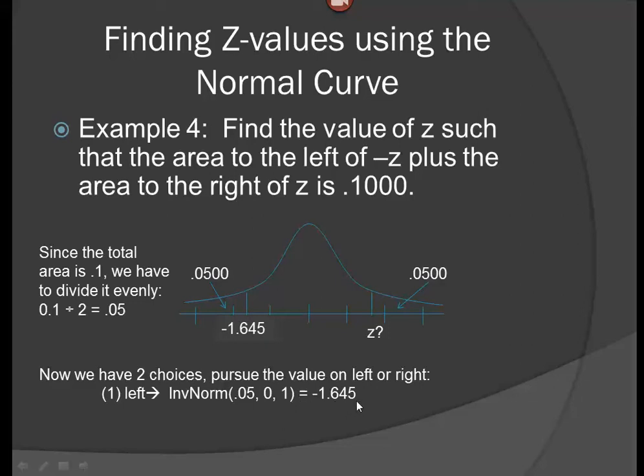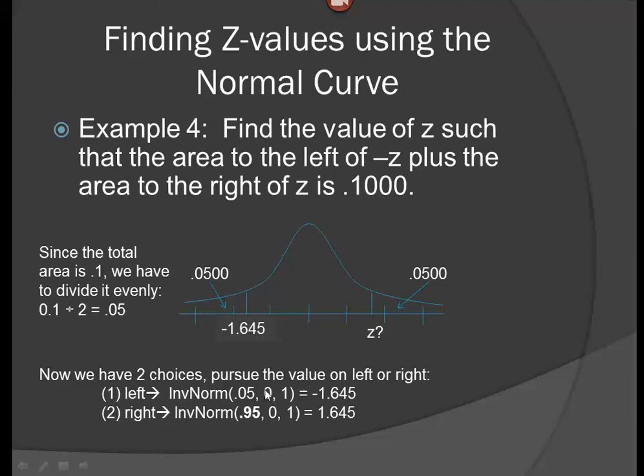If I pursue the value on the right, I need to keep in mind that the area to its left between here and here would be 90%, but then we're adding another 5. Because we don't stop when we're putting the area to the left, it's from our value all the way back to negative infinity. And so if I'm going for the one on the right, I actually want to put invNorm 0.95.